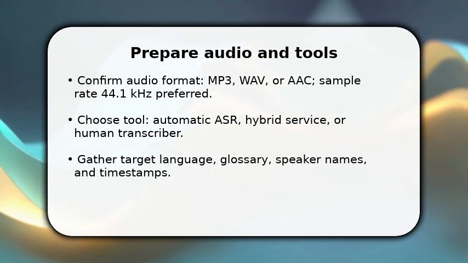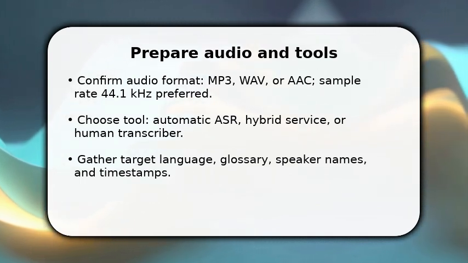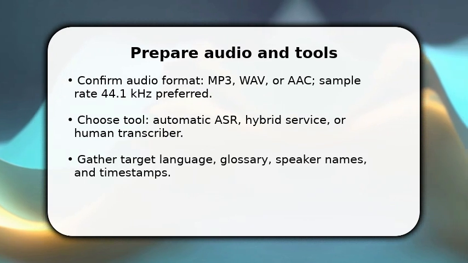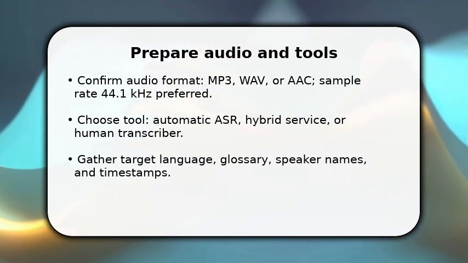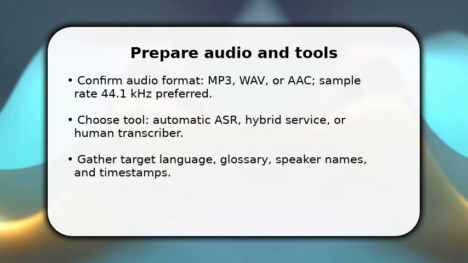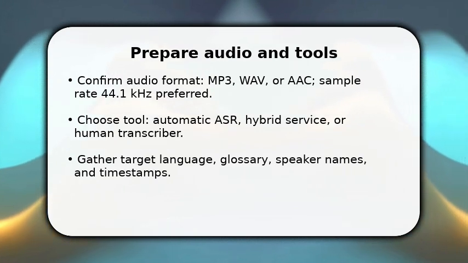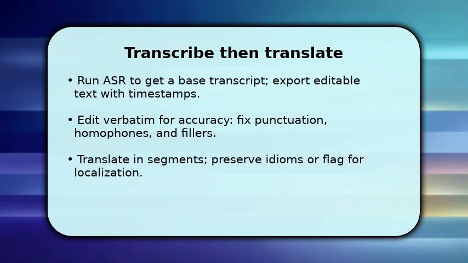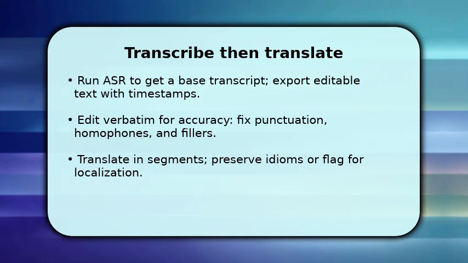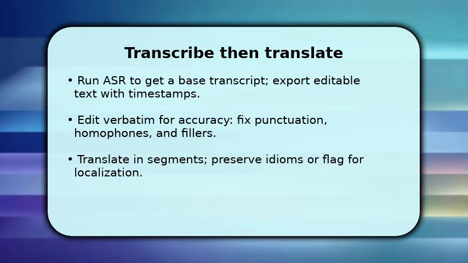While the automated pass runs, scan the audio quality for noise or clipping and note segments that may need manual attention later. Once you have the ASR output, edit the transcript for accuracy and readability, correct homophones, punctuation, and remove irrelevant fillers. Then translate in short segments to maintain context, sentence by sentence or thought by thought, while checking idioms and cultural references. Use the glossary for consistency and mark uncertain phrases for review.